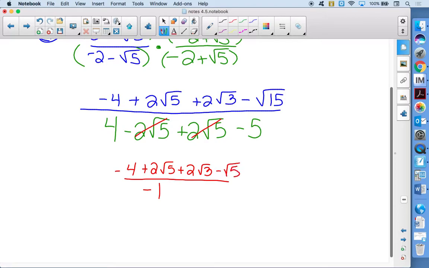What happens when you divide by negative 1? All the signs on the top change. Everything on the top just changes. So my negative 4 is a positive 4. And then I have negative 2 square root of 5, negative 2 square root of 3, positive square root of 15.